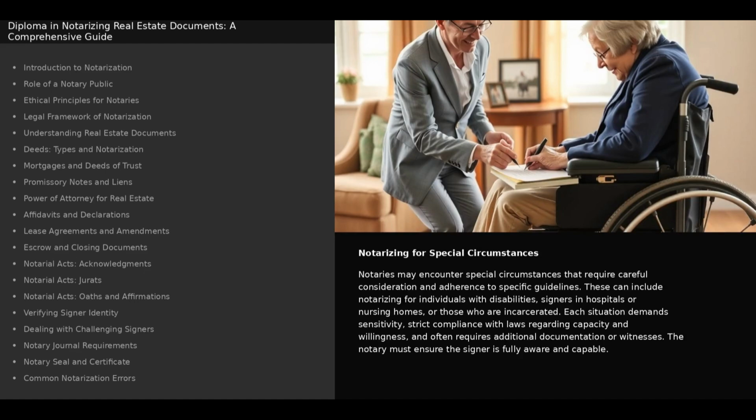Notarizing for special circumstances. Notaries may encounter special circumstances that require careful consideration and adherence to specific guidelines. These can include notarizing for individuals with disabilities, signers in hospitals or nursing homes, or those who are incarcerated. Each situation demands sensitivity, strict compliance with laws regarding capacity and willingness, and often requires additional documentation or witnesses. The notary must ensure the signer is fully aware and capable.